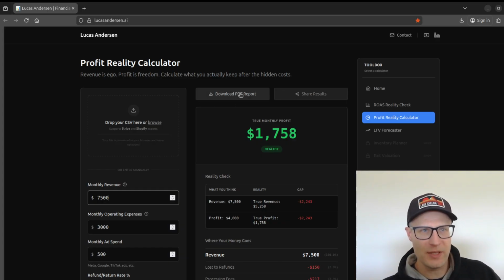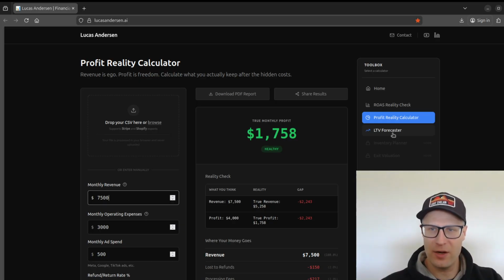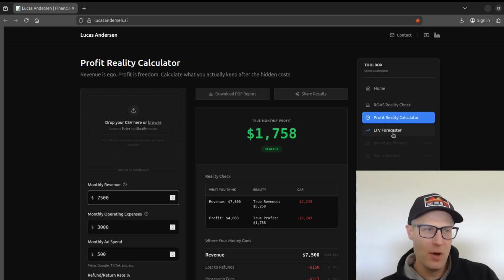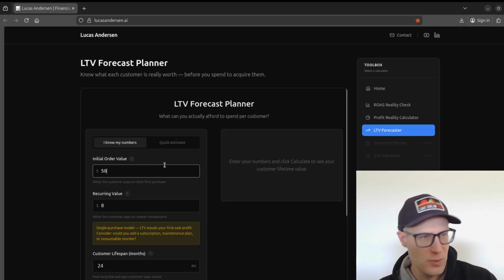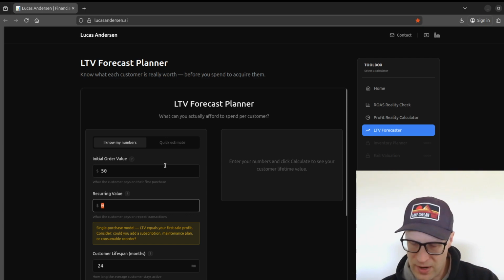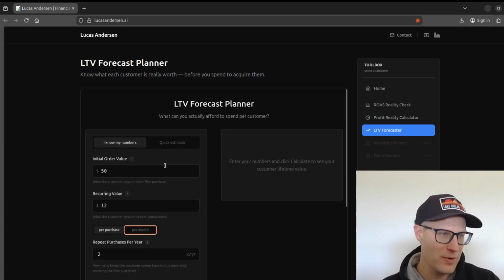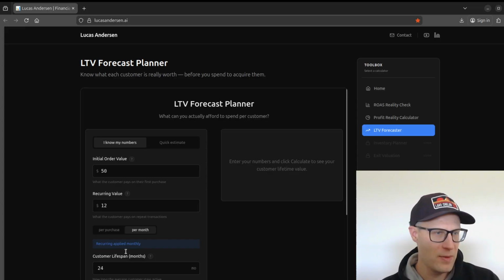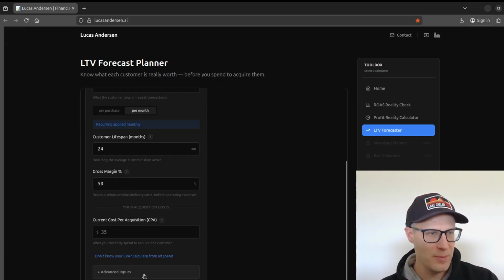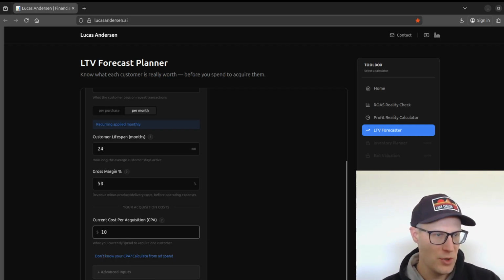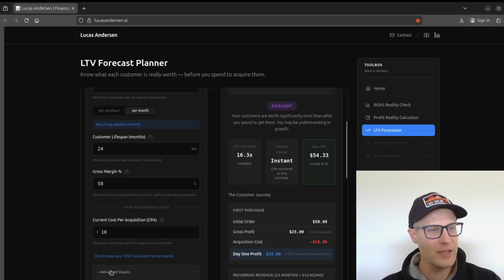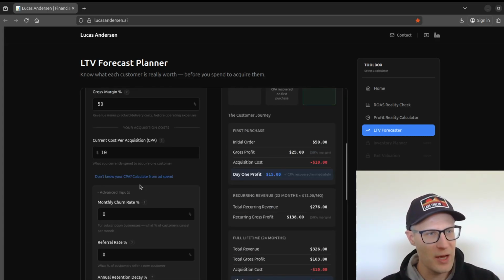Obviously, you can take this as a PDF or share. And there's also a customer acquisition forecast here. You go in and say, well, I have some ROAS numbers, or let's see here, we have $50 or so, and recurring value, you charge $12 a month, whatever it is. We can go by month, lifespan, gross margin, and then we'll see what happens here. Customer acquisition, I don't know, $10. You can also put in custom advanced inputs here if you would like.